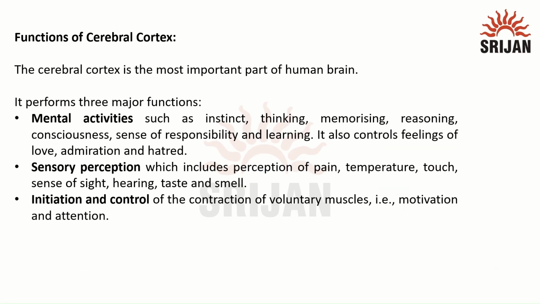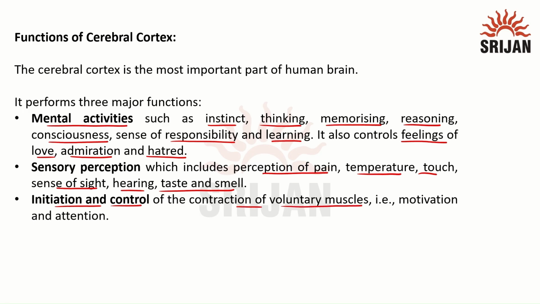Now, if we see the functions of the cerebral cortex, it has three main functions. One is mental activity such as instinct, thinking, memorizing, reasoning, consciousness, sense of responsibility and learning. That means it controls most of our thinking ability, reasoning out conscious behaviors, and also controls feelings like love, admiration, hatred. It also acts in sensory perception, that is perception of pain, temperature, touch, sense of sight, hearing, taste and smell. Third is initiation and control of contraction of voluntary muscles.